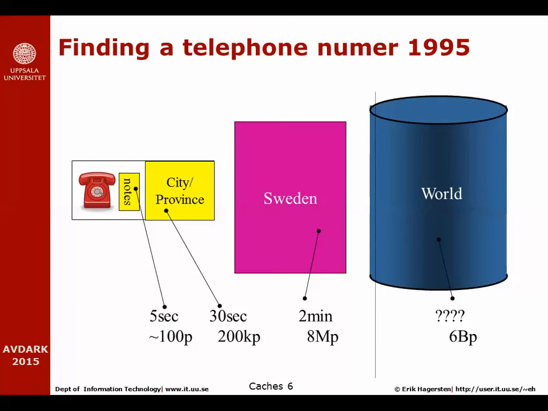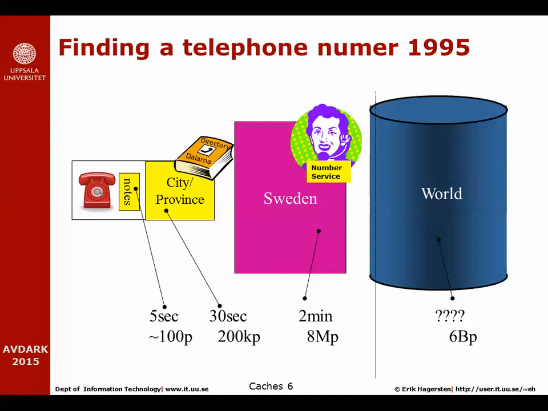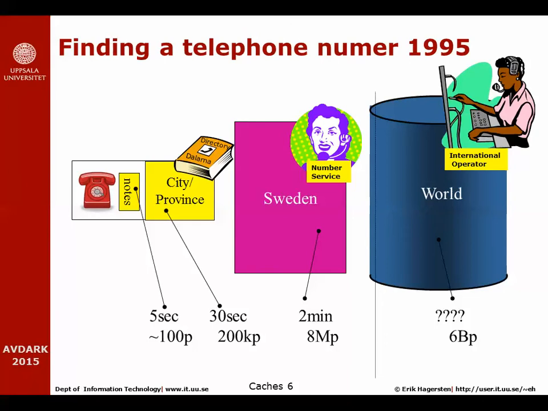Not that long ago, 1995, we had another kind of hierarchy, and that was the hierarchy of information you needed when you wanted to place a telephone call. So for example, if you wanted to call somebody in your province, so in Dalarna, where I grew up, you could find the telephone number in a telephone directory, maybe in 30 seconds. You could call the number service to get the telephone number for somebody in Sweden, and if you wanted to call somebody outside of Sweden, that was a big problem. I don't even know how long that may take.